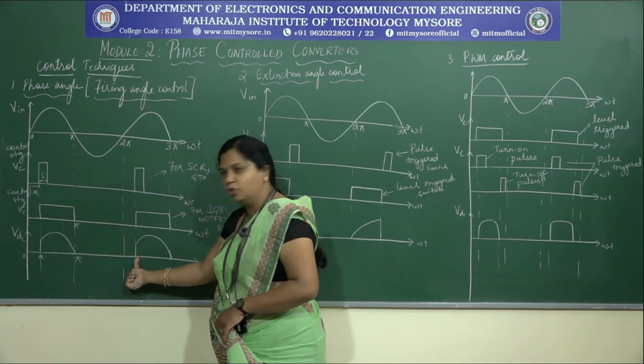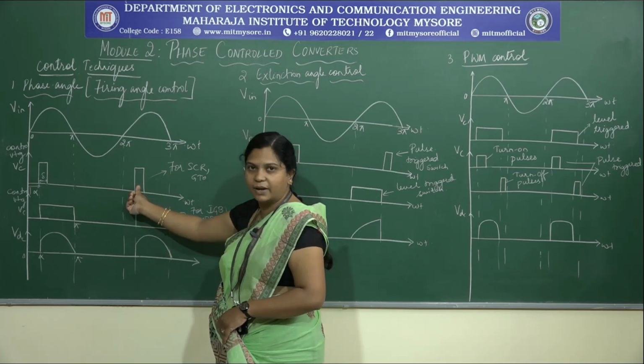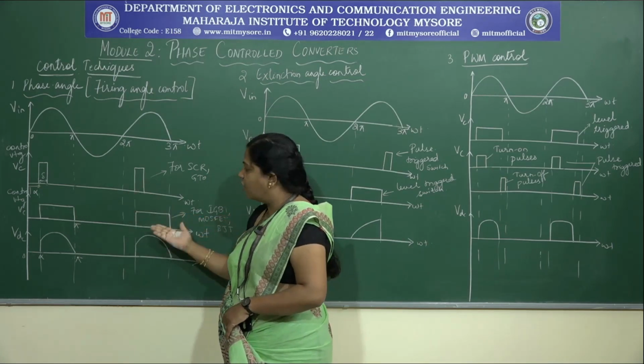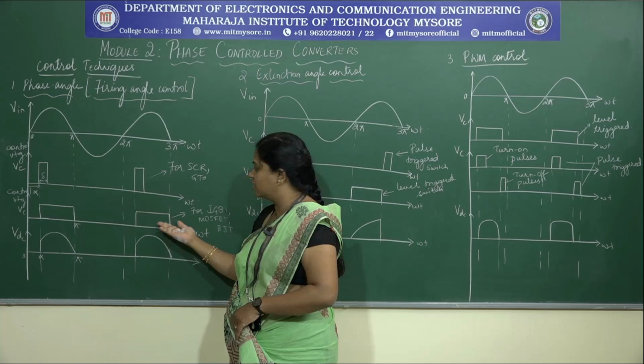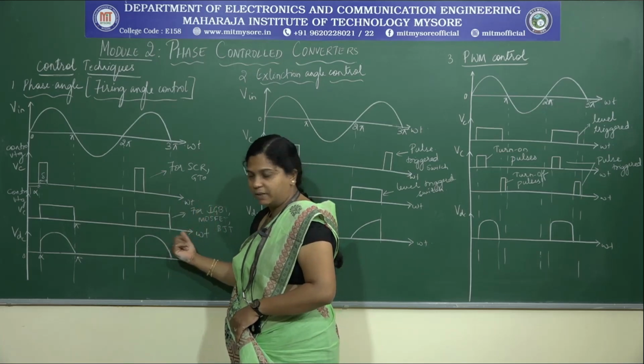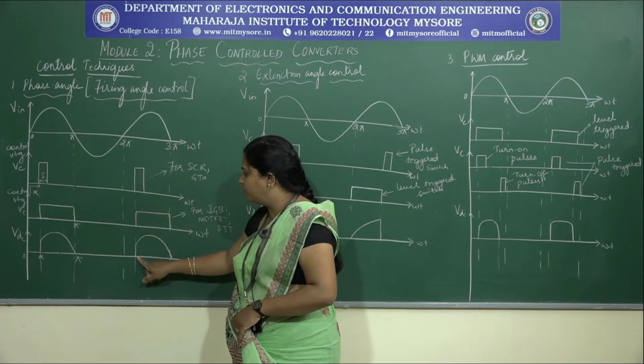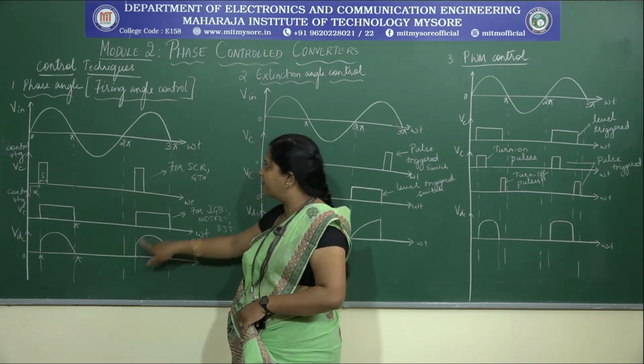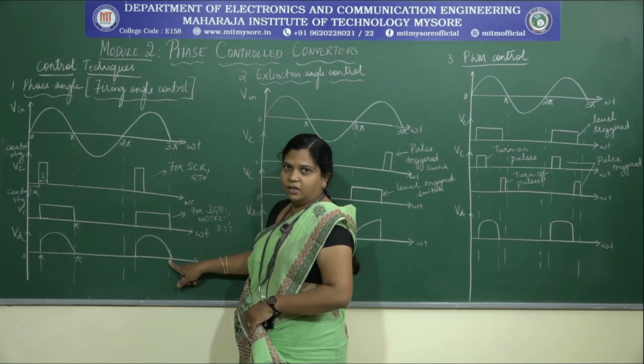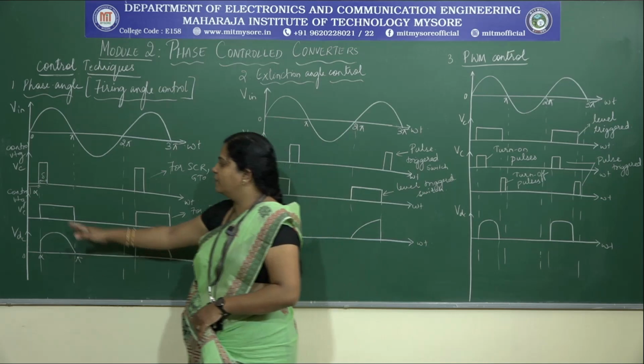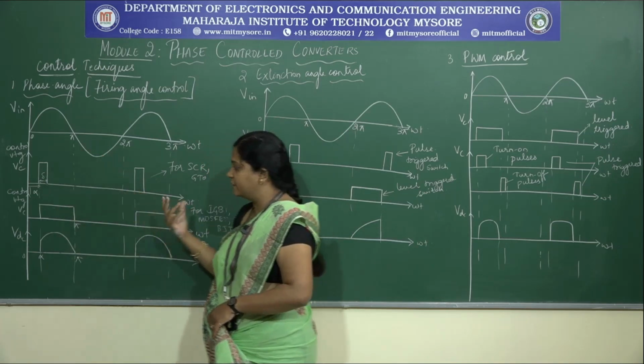Okay. So next, at 2 pi plus alpha, again when you are applying the pulse across the SCR, or if you are applying the signal across the power transistor family member, you will be getting the output voltage from 2 pi plus alpha to 3 pi. Okay. So this is how you will achieve control.